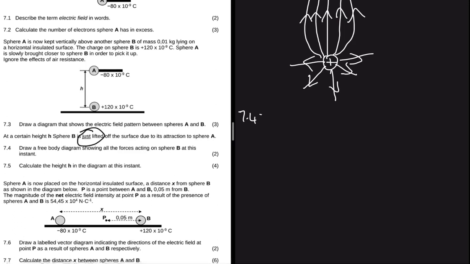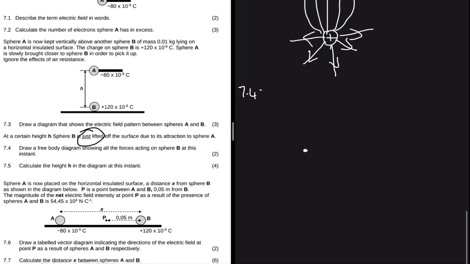So let's talk about the keyword just in this statement. If it is just lifted off, then that tells us that the force that is lifting it off and the force that is keeping it down are very close to each other. They are approximately equal. So that's why it is just lifted off for a split second. So let's look at sphere B and do some analysis.